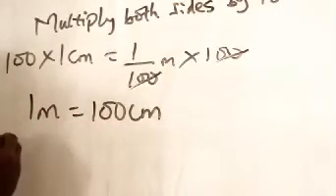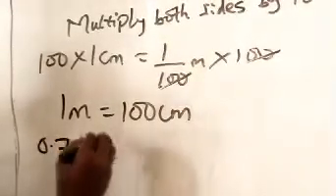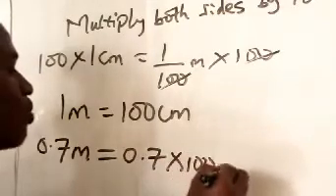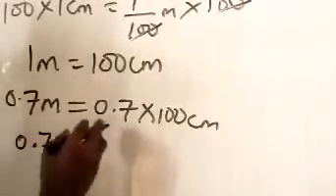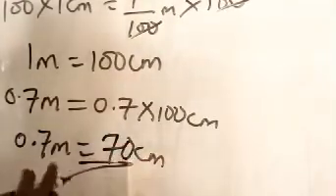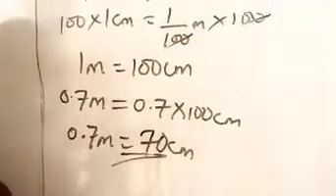We now ask ourselves, 0.7 meter will be what? So 0.7 meter will be equal to 0.7 times 100 centimeter. If you do this, 0.7 meter will give you 70 centimeters. So that's really how simple it is to convert from one unit to another.